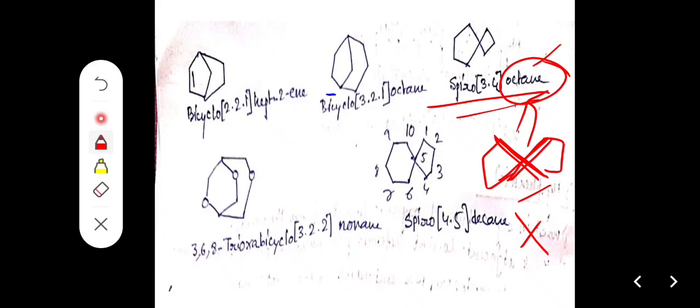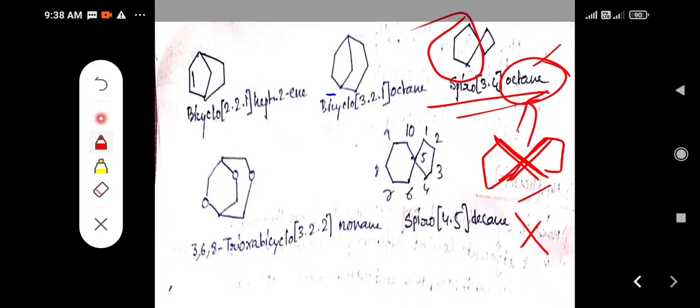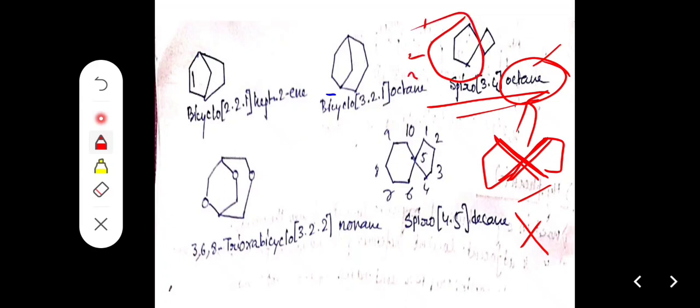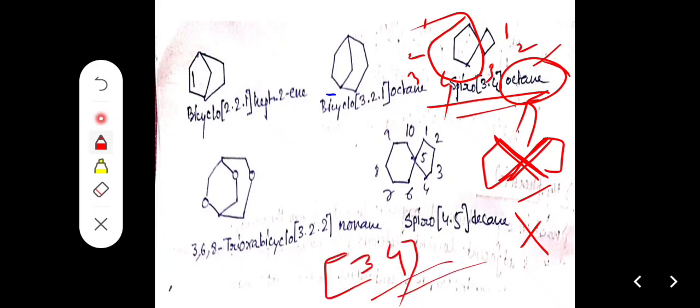And spiro 3.4, because there we have to consider the highest number of carbon atoms on any side. So there must be the highest number of carbon atoms on that side, 1, 2, 3 and 4. Okay, and there should be 1, 2, 3. For spiro we have to consider the opposite trend. We use first the lowest number of carbon atoms, then the highest number of carbon atoms. Okay, that is the main difference between bicyclo and spiro compounds.